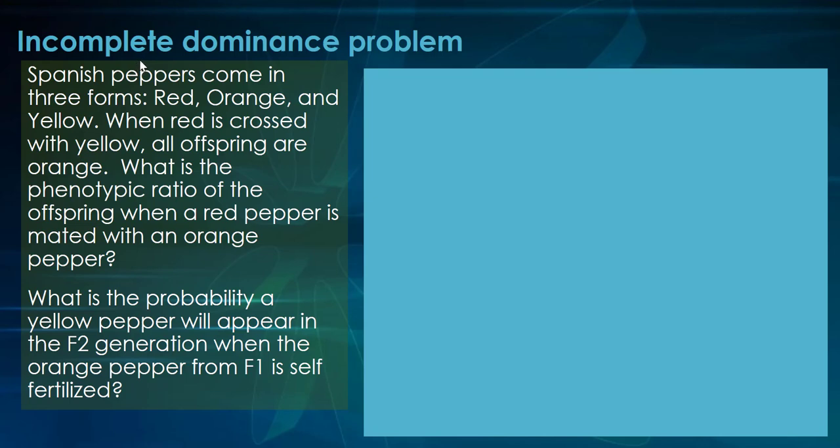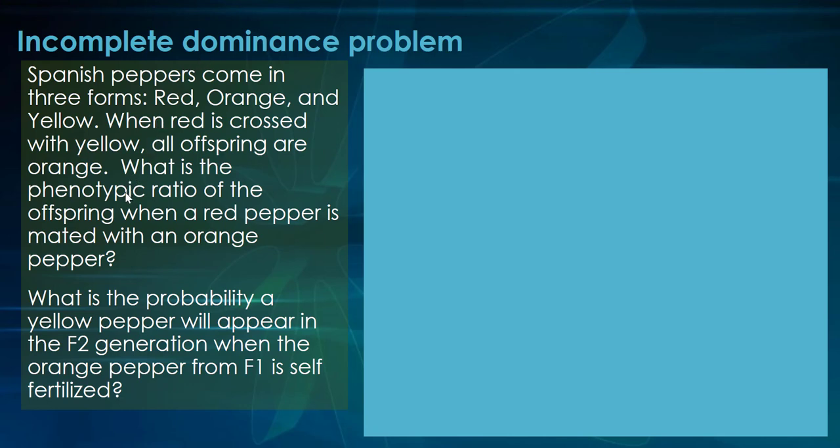Okay, let's look at an incomplete dominance problem. So Spanish peppers come in three forms: red, orange, and yellow. When red is crossed with yellow, all offspring are orange. Interesting. So neither red nor yellow appears to be dominant or recessive. We get a third trait. That right off the bat, that third trait tells us there's some incomplete dominance.